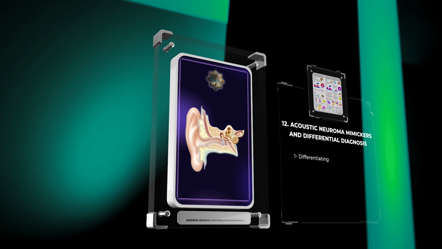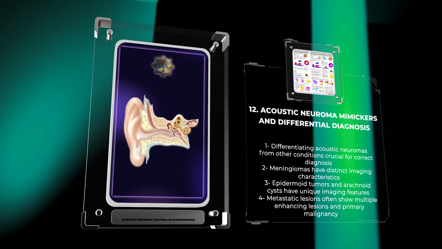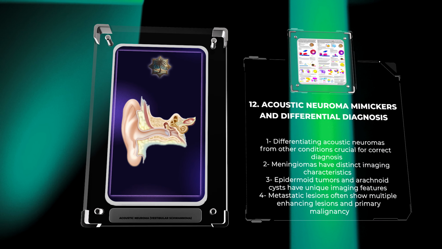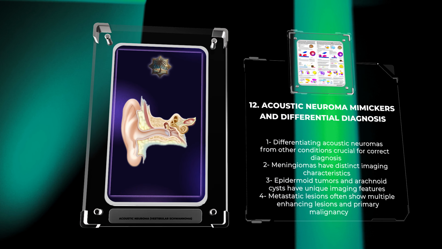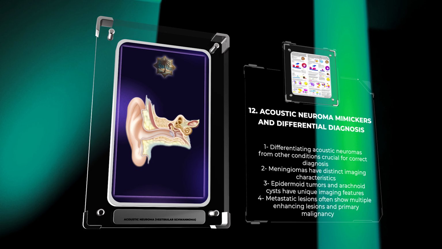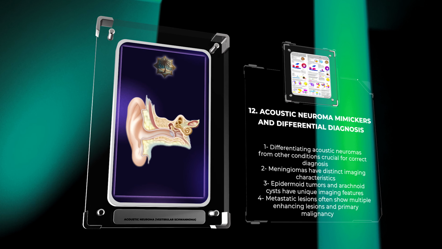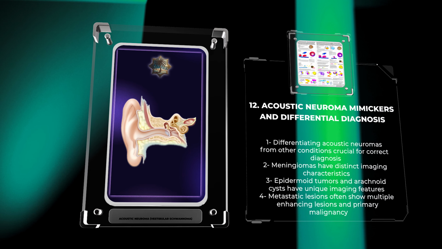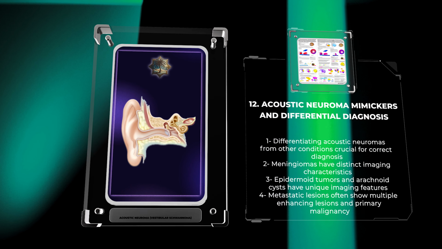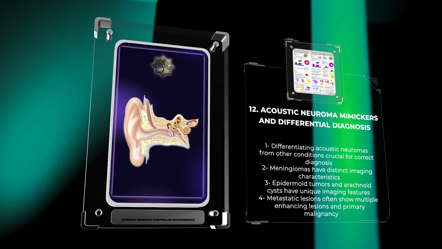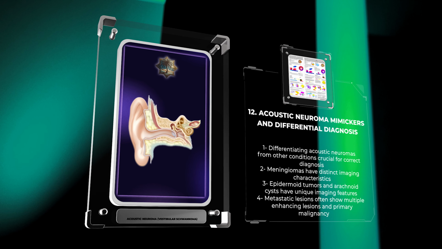The correct diagnosis of acoustic neuromas relies on differentiating them from other conditions that have similar symptoms and radiological features. One such condition is meningiomas, which can appear similar due to their location and involvement of the cerebellopontine angle. However, meningiomas have distinct imaging characteristics, lack dural tail enhancement, and may have calcifications. Other possible diagnoses include epidermoid tumors, arachnoid cysts, and metastatic lesions. Epidermoid tumors appear bright on diffusion-weighted imaging and do not show contrast enhancement. Arachnoid cysts typically lack internal enhancement and have CSF equivalent signal intensity on MRI. Metastatic lesions can appear differently, often showing multiple enhancing lesions in different locations along with a primary malignancy.